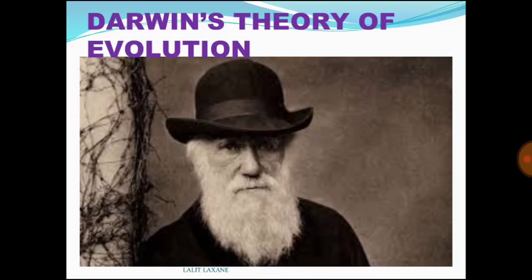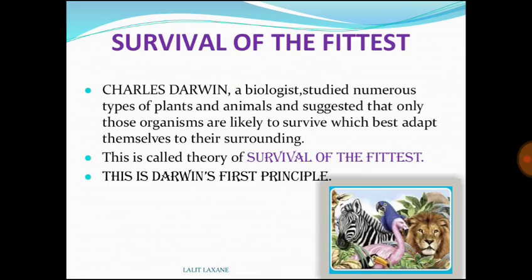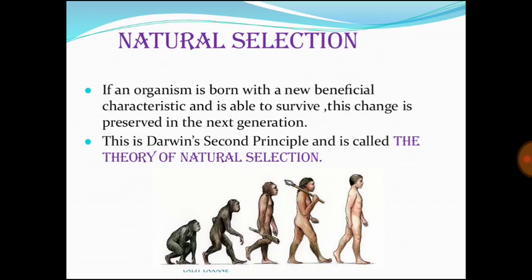Darwin's theory of evolution. Charles Darwin, a biologist, studied numerous types of plants and animals and suggested that only those animals are likely to survive which can best adapt themselves to a changing environment. This is called the theory of survival of the fittest. This is Darwin's first principle. If an organism is born with a new beneficial characteristic and is able to survive, this change is preserved in the next generation. This is Darwin's second principle and is called the theory of natural selection.